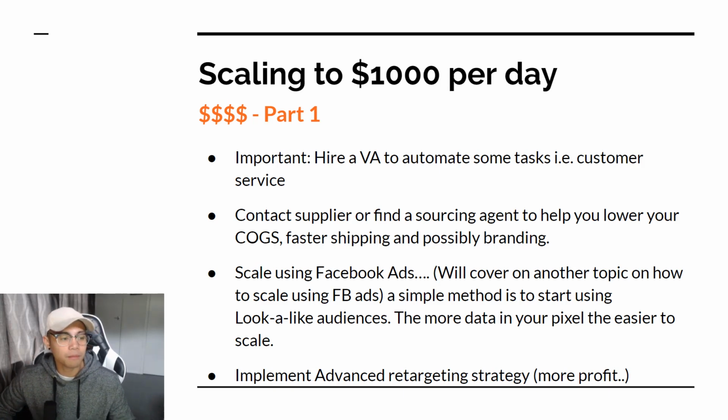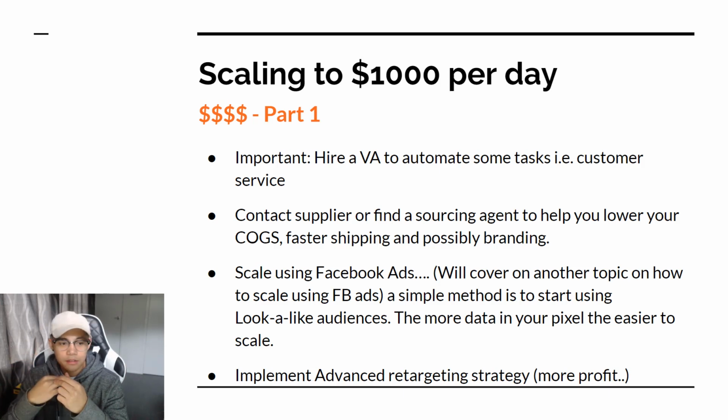Okay, so the first point I'm gonna make here is hire a virtual assistant to automate some tasks, such as customer service. That's a biggie here. You're gonna pass on that task to a VA. They're pretty cheap. You can find some on Upwork or Fiverr for $5 per hour, and that's gonna save a huge chunk of your time. If you don't hire a VA, as you scale up you're gonna have more orders, more complaints, more emails, and more messages. So you want to delegate that task.